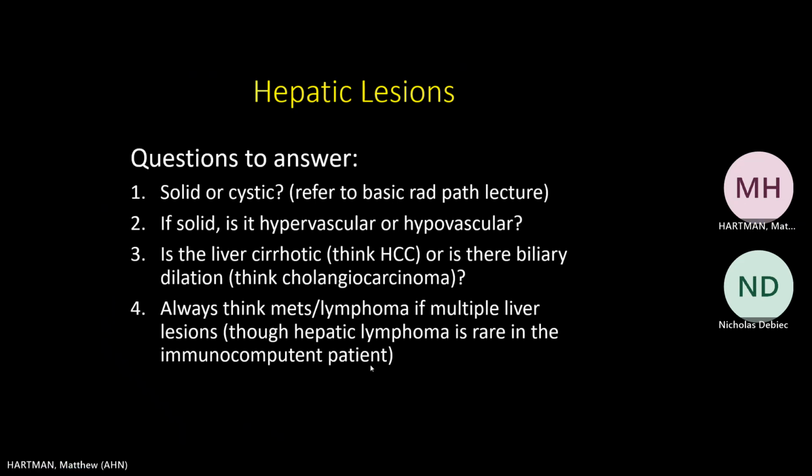So now we have a hepatic lesion. We want to answer a couple questions. The first one, this should look familiar. Is it solid or cystic? So go back to the first RadPath lecture. If it's solid, is it hypervascular or hypovascular? And if the liver is cirrhotic, be thinking HCC. If there's biliary dilatation, think cholangiocarcinoma, and always think mets, lymphoma, especially if it's multiple.